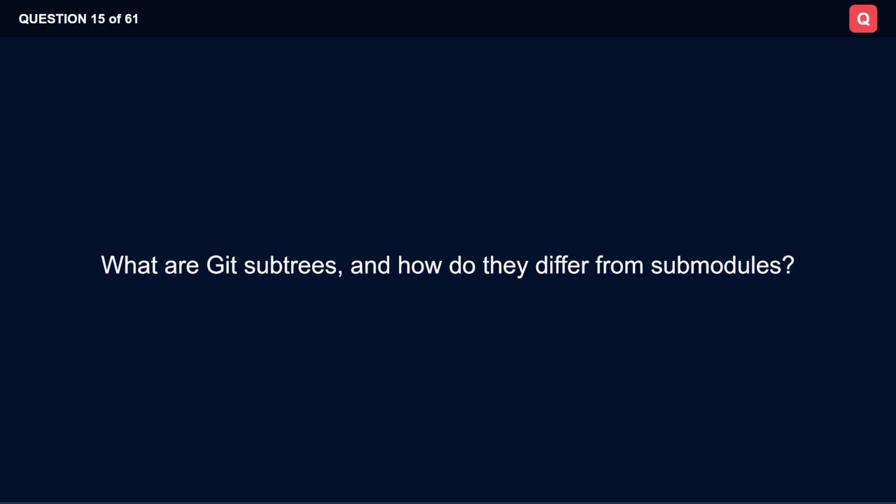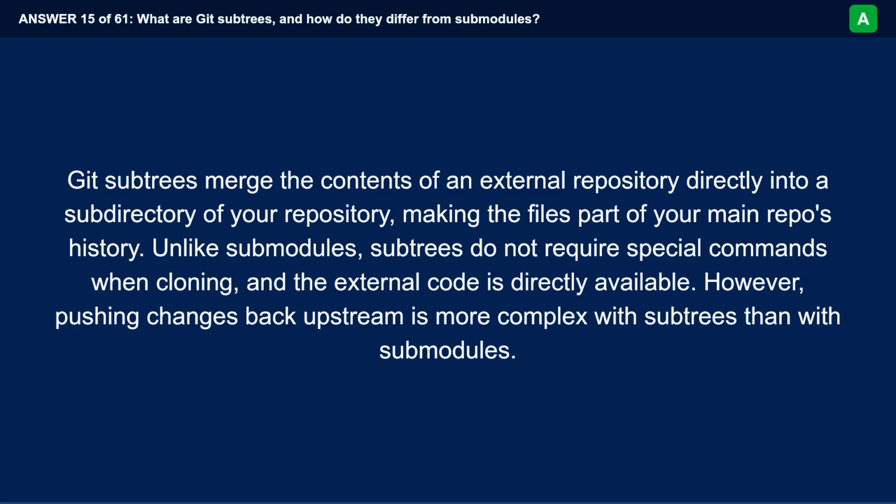What are Git subtrees, and how do they differ from submodules? Git subtrees merge the contents of an external repository directly into a subdirectory of your repository, making the files part of your main repo's history. Unlike submodules, subtrees do not require special commands when cloning, and the external code is directly available. However, pushing changes back upstream is more complex with subtrees than with submodules.